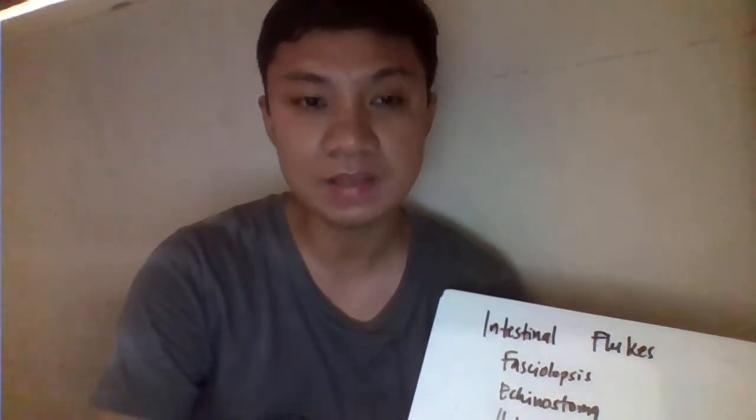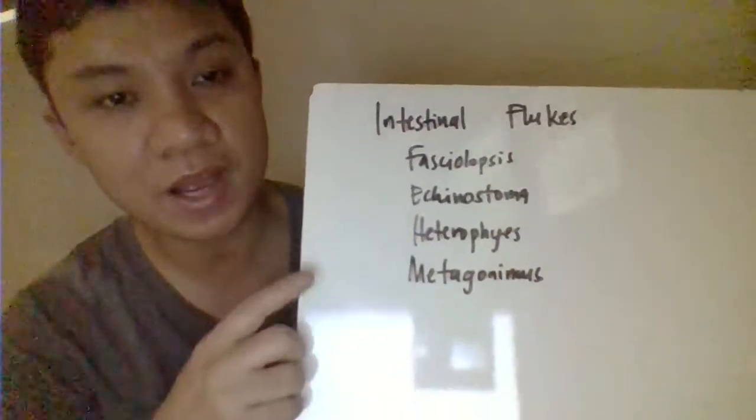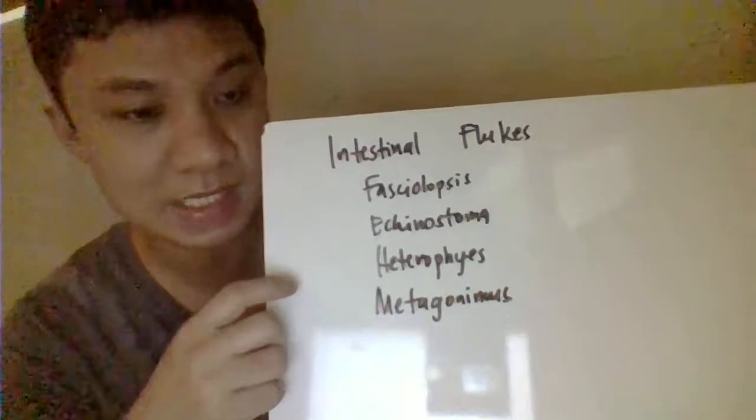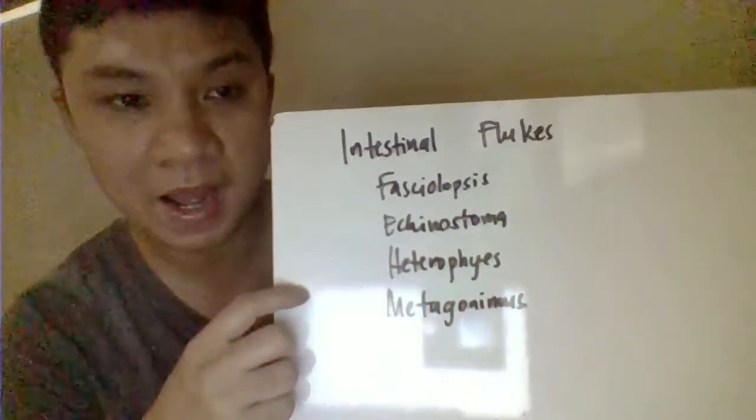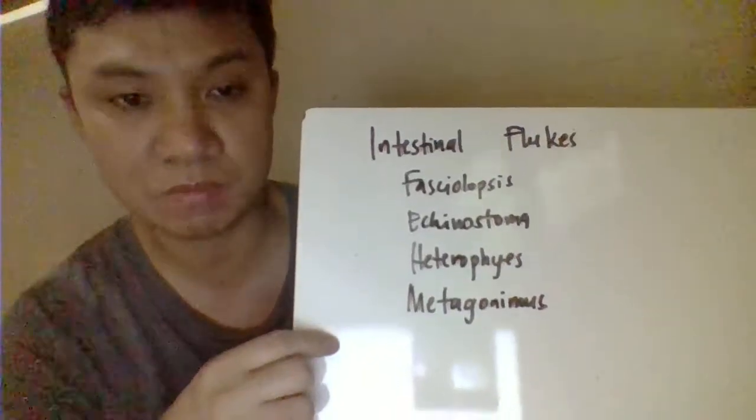Okay, so today we're going to discuss the remaining topics in your flukes, the intestinal flukes. The intestinal flukes that we'll be discussing are the following: the genus Fasciolopsis, Echinostoma, Heterophyes, and Metagonimus.